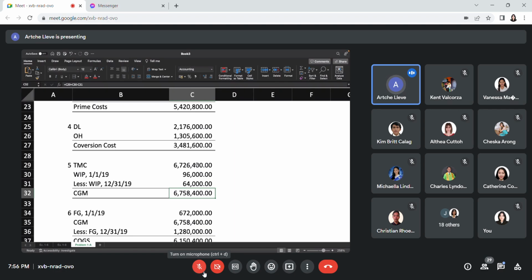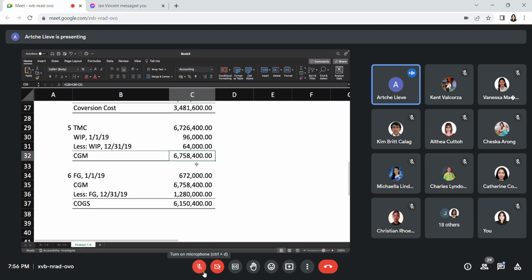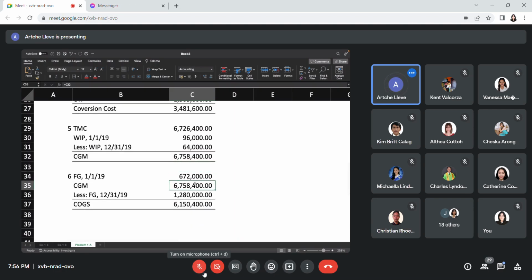How much is the cost of goods sold in 2019? You need your cost of goods manufactured. Add this to your finished goods beginning inventory, which is 672,000. Then less finished goods ending, 1,280,000. So your cost of goods sold is 6,150,400. That's all. Any questions?